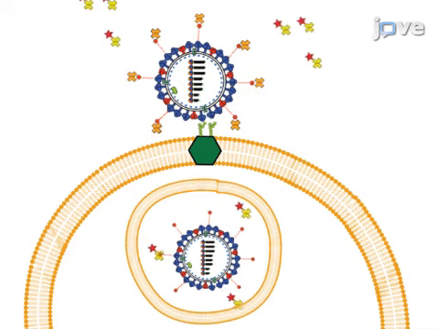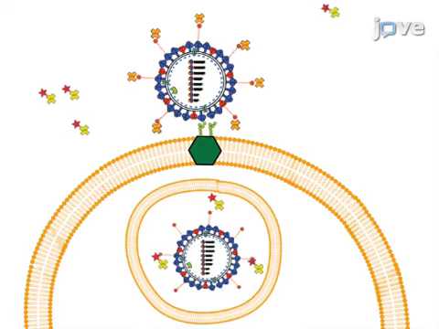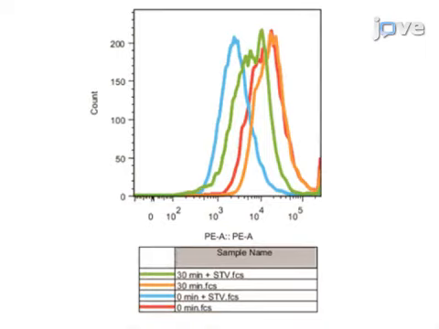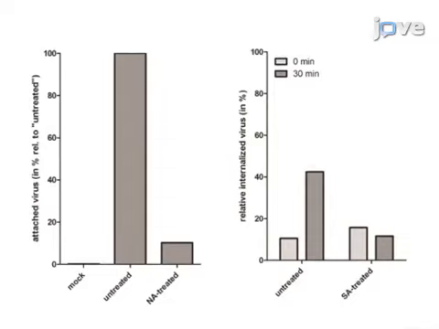Finally, the cell-associated biotinylated virus is incubated with Cy3 labeled streptavidin, and flow cytometry is used to detect the stained viruses. Ultimately, the relative amount of attached and internalized viruses is calculated.